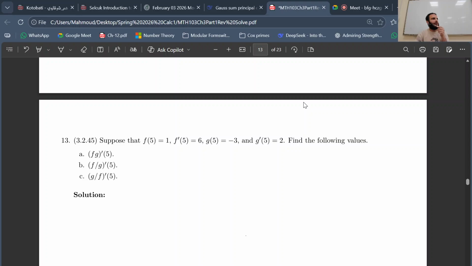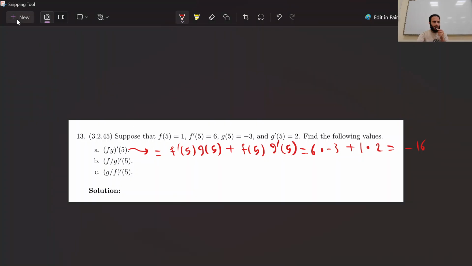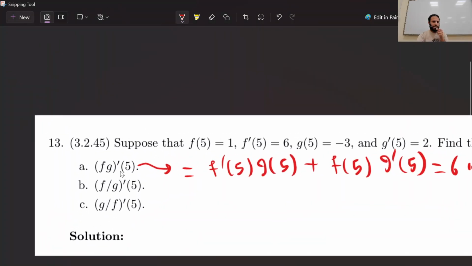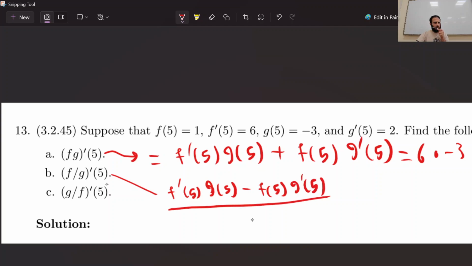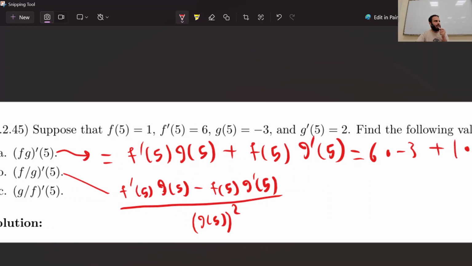Now let's ask someone from the class. I want you to help me solve part B. I will show you the question now. You have f over g, prime, at 5. The formula is f prime of 5, g of 5, minus f of 5, g prime of 5, over g of 5 squared, right? So g of 5 squared.